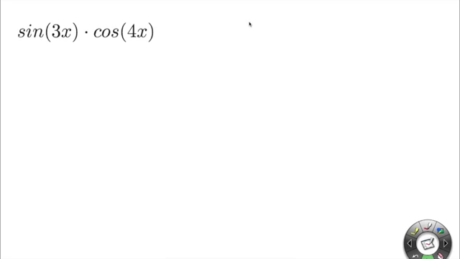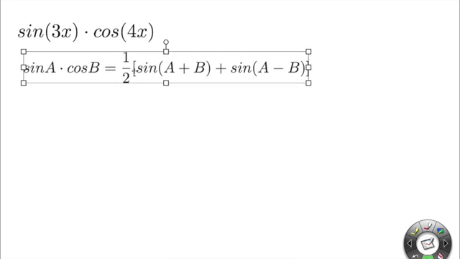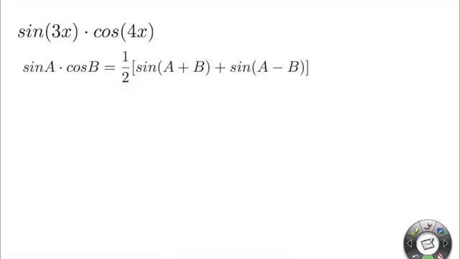The product to sum and sum to product formulas are generally kind of easy to work with. So here we have the sine of 3x times the cosine of 4x. And when we have a product of these functions in this order, sine, cosine, we can use this formula. So if I set it up using this formula, it actually becomes kind of easy.